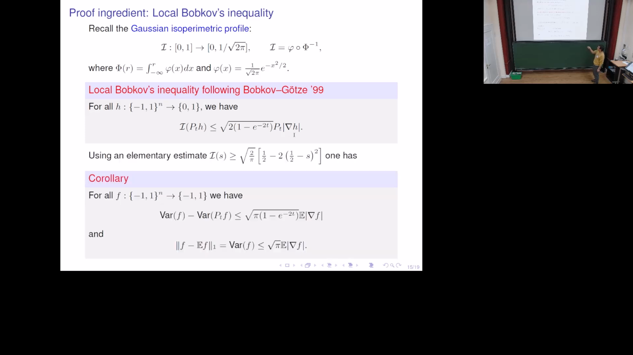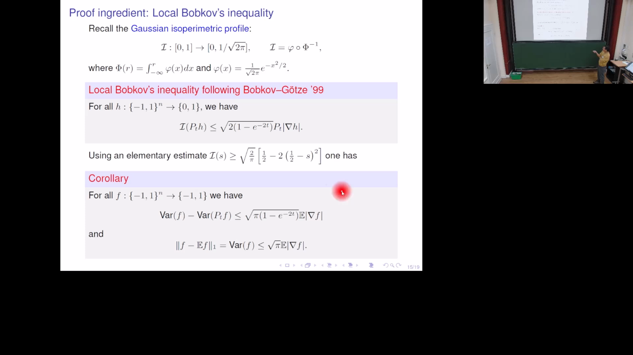Then from this, using the elementary estimate of the isoperimetric profile, you have the following corollary, which is another ingredient of the proof. Namely, the difference between the variance of f and the variance of P_t f is bounded by some scalar multiplying the expectation of the square root of the sensitivity.